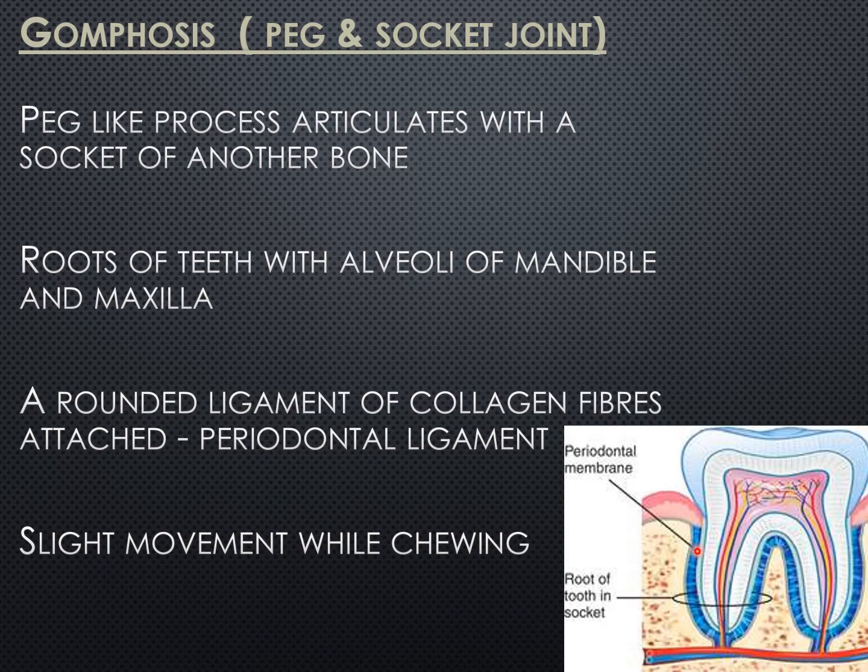And what is the ligament that is intervening between the roots of the teeth and the alveoli? Here you can see this pale blue color. Inside this dark blue color, there is a pale blue color ligament, and that is known as the periodontal membrane or the periodontal ligament. So it is made of collagen fibers, and that is intervening between the roots and the alveoli, and slight movement is possible while chewing.